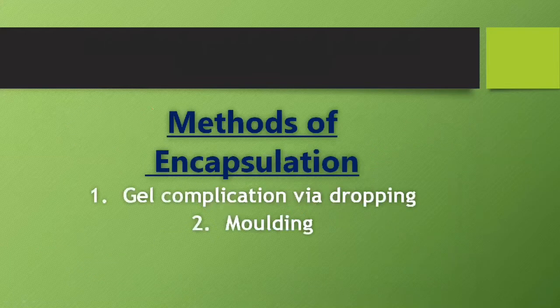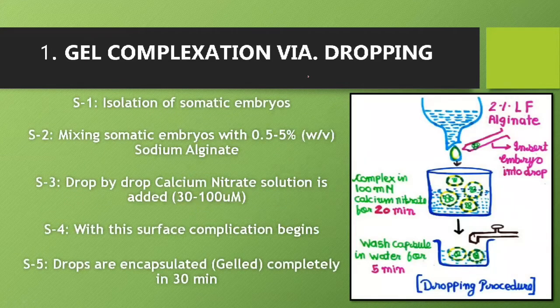Now, what are the methods for encapsulating the somatic embryos and converting them into artificial seeds? There are two methods: gel complexion via dropping, and second is molding. Let's see these two methods. First is the gel complexion via dropping method.